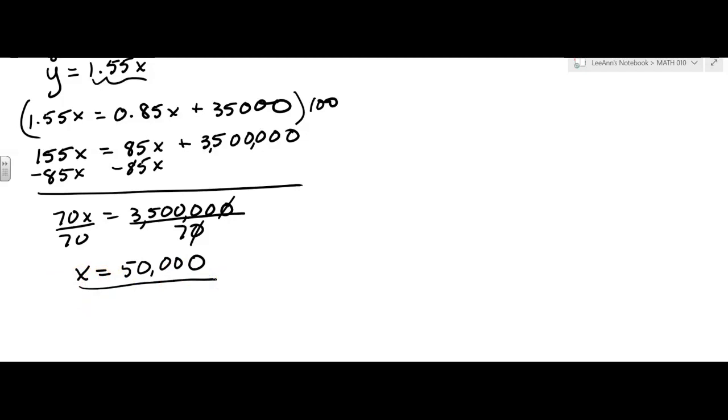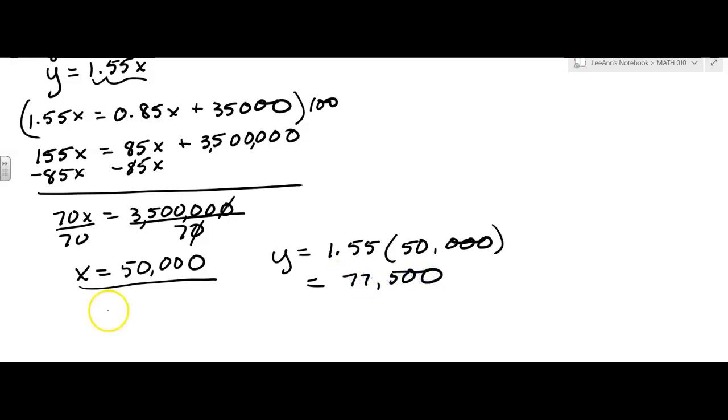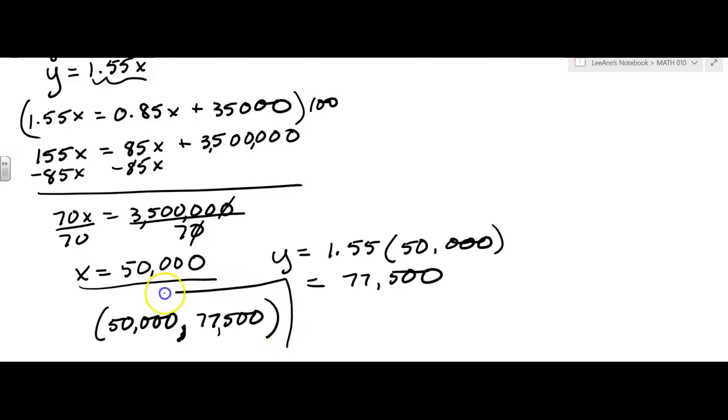Now, what does that mean for the revenue? Like, what is the break-even point? What does Y equal? Well, Y is going to equal 1.55 times 50,000. So it means the revenue we brought in, you do that on a calculator, it's 77,500. So the break-even point is we need to sell 50,000 and make $77,500. Okay, so that's the break-even point right there.